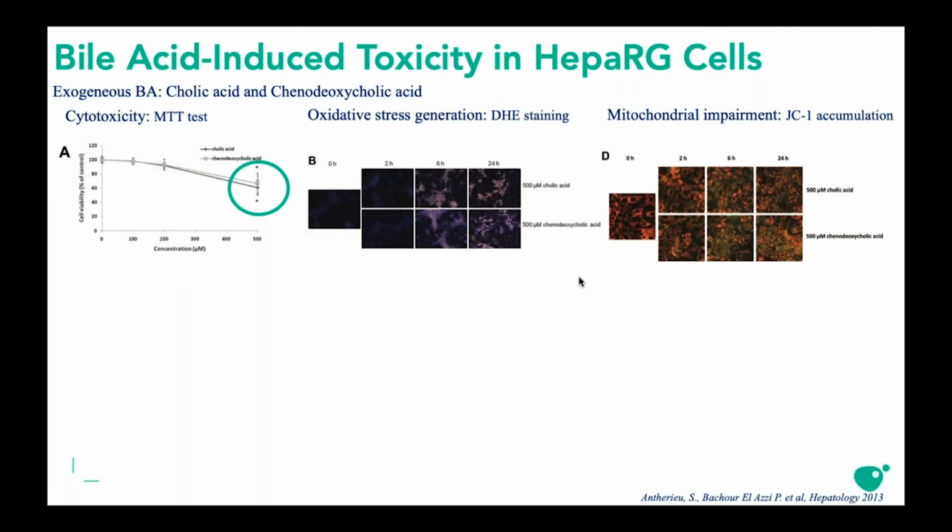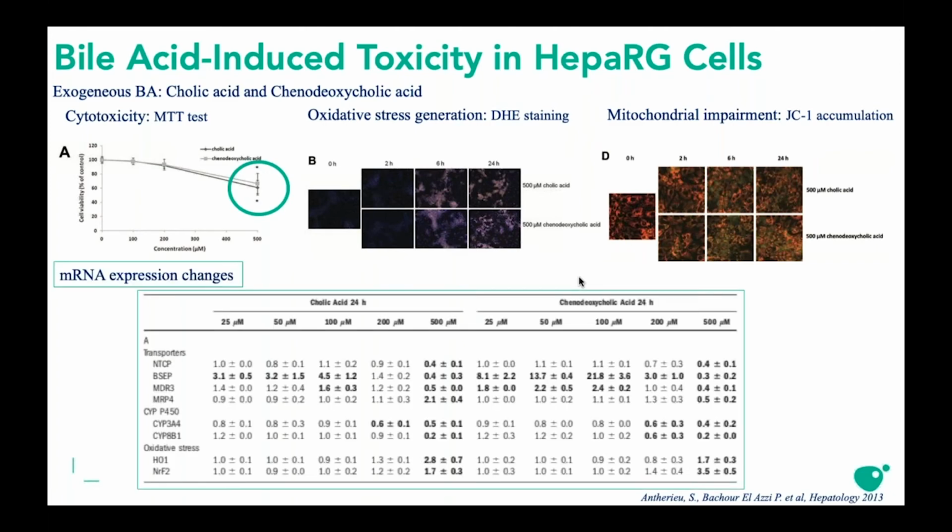In addition, we analyzed gene expression. The changes were almost similar between chlorpromazine exposure and high concentration of bile acid overload. Indeed, at high concentration, bile acids downregulated BSEP and MDR3. They upregulated oxidative stress-related genes and downregulated NTCP and CYP8B1. Cholic acid, but not chenodeoxycholic acid, induced MRP4 expression.